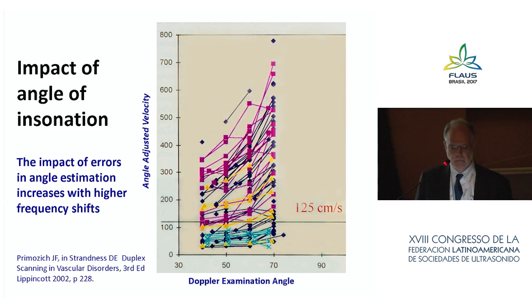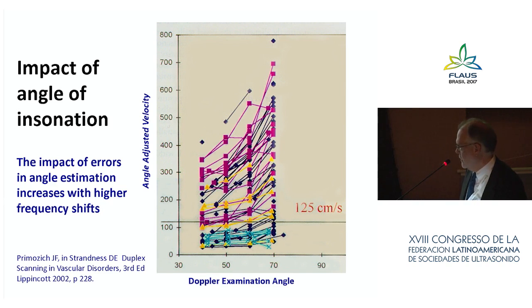and parallel to flow. The impact of angle of insonation is also amplified in individuals who have relatively abnormal flow patterns. So this is a very interesting little diagram from a not recent, but useful, study looking at the same carotid artery at different angles, 40 degrees, 50 degrees, 60 degrees, and 70 degrees, and looking at the velocity calculations done by the machine.